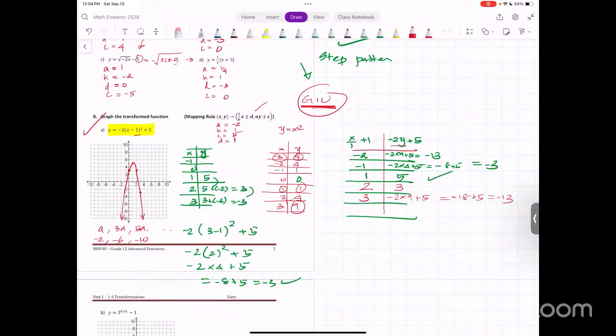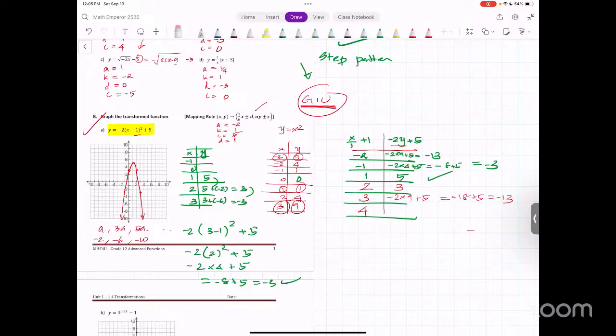3 is, oh no, my 3 does not match. We will come back to why my 3 does not match. For 3, I got negative 3. For 3, I got negative 13. And then if I do 3 plus 1, that is going to be 4. And then negative 2 times 9 plus 5 is negative 18 plus 5, which is also, oh, am I matching these points correctly?